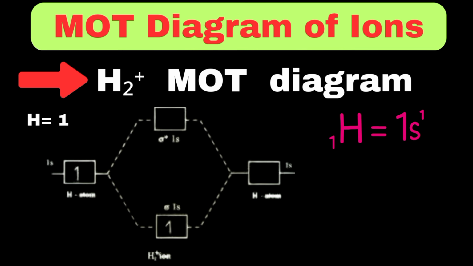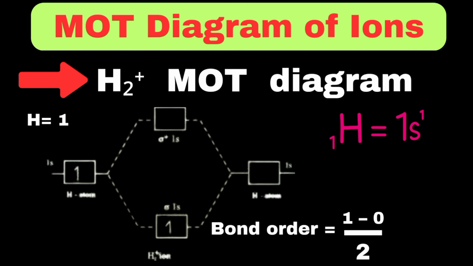Now, if we consider hydrogen molecular ion, we can see that only 1 electron is available. According to the Aufbau principle, this electron will be placed in the lower energy bonding molecular orbital, which is sigma 1s. Since there is no electron present in the anti-bonding molecular orbital, which is sigma star 1s, the bond order can be found using the formula. So we can see bond order will be equal to 1 minus 0 divided by 2, which will be equal to 0.5. Since the bond order is not 0, it means that hydrogen molecular ion is capable of existing as a weakly bonded species, but it will be less stable than hydrogen molecule.